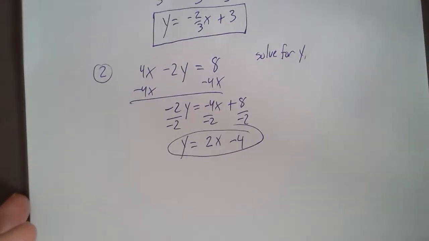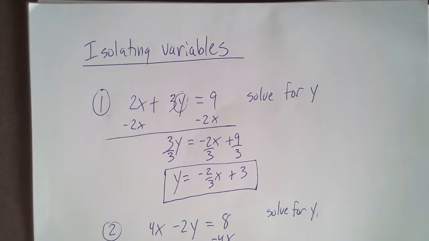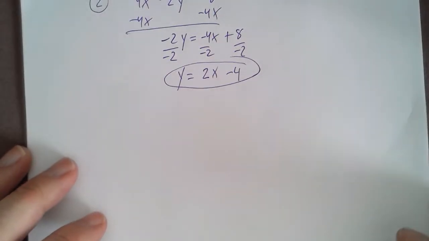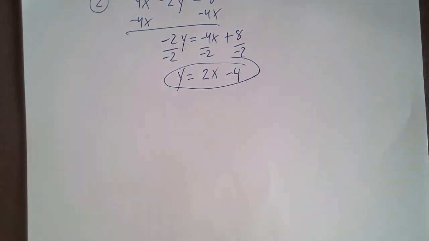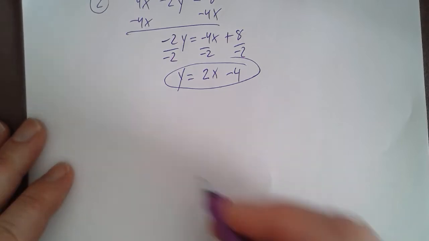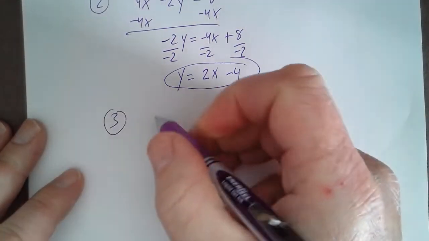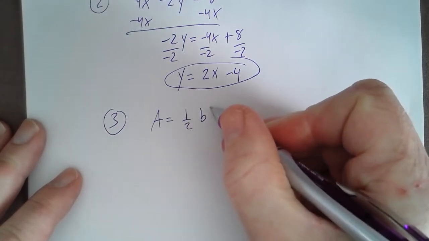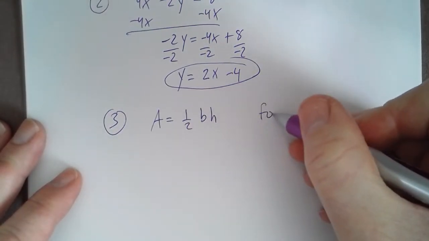So the first two questions were straight out of Algebra 1, and this is the beginning of the Algebra 2 book. It's in section 1.4, like I said. But this is not limited to just y equals mx plus b. You can rearrange any kind of formula you want to. So here's number 3. A is equal to 1/2 bh. And we're going to solve for h.